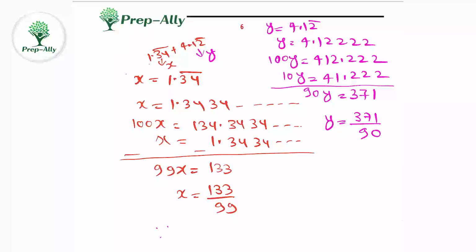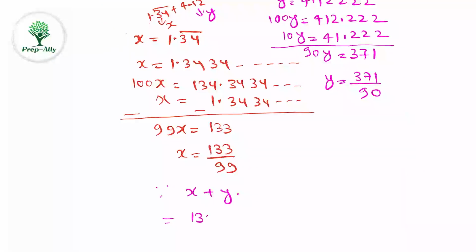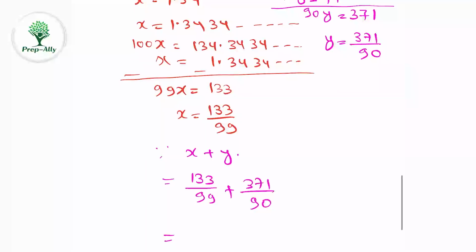Now here we have to find x plus y. So we can write here 133 by 99 plus 371 by 90. So if we take the LCM, we are getting 990. So this value here we get as 1330. Here we are getting 11.